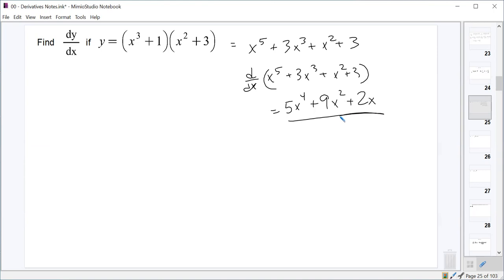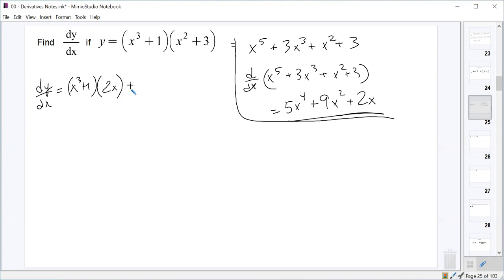So let's show that if we use the product rule to take this derivative, we'll end up getting that same thing that we could get by distributing using the power rule. So dy/dx should also equal, according to the product rule, the first function, x cubed plus 1, times the derivative of x squared plus 3. And the derivative of x squared plus 3 is 2x.